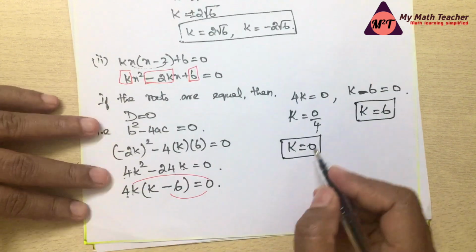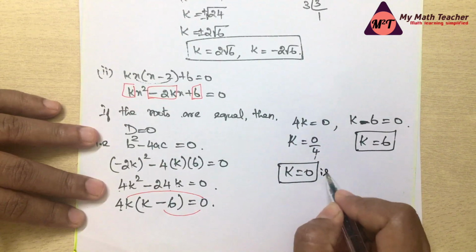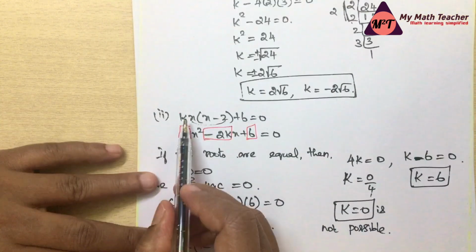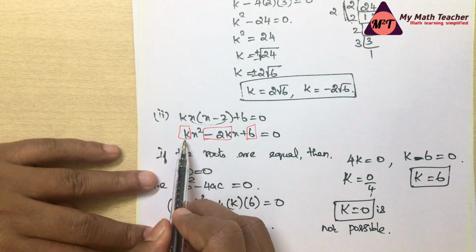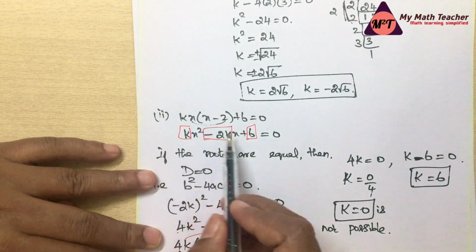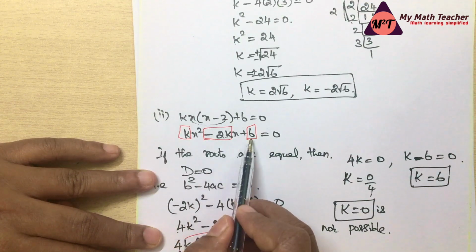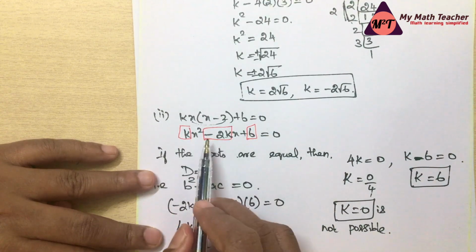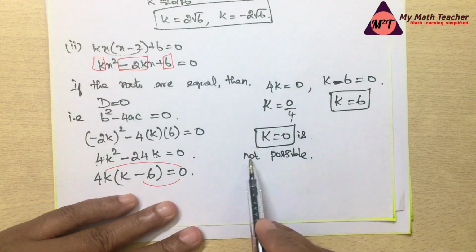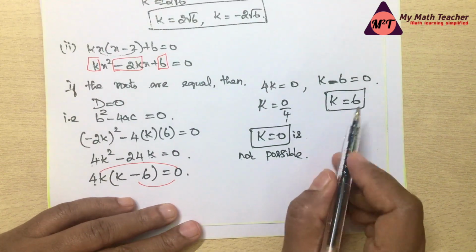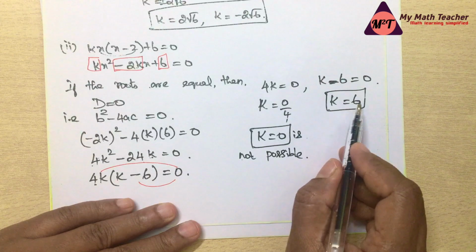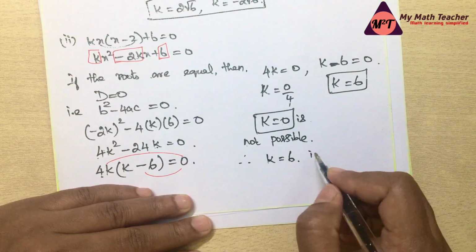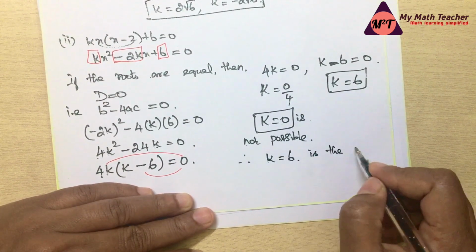Now k is 0. Is it possible? It is not possible. Why not possible? Let us see here. If k is 0, what happens to this quadratic equation? 0 into x square will become 0 and it will be again 0 here. We will have only 6. If we have only 6 here, then it is definitely not a quadratic equation. That is the reason k is equal to 0 is not at all possible. What is the only left out possibility? That is, k value can only be 6 here. Therefore, k is equal to 6 is the possible answer.